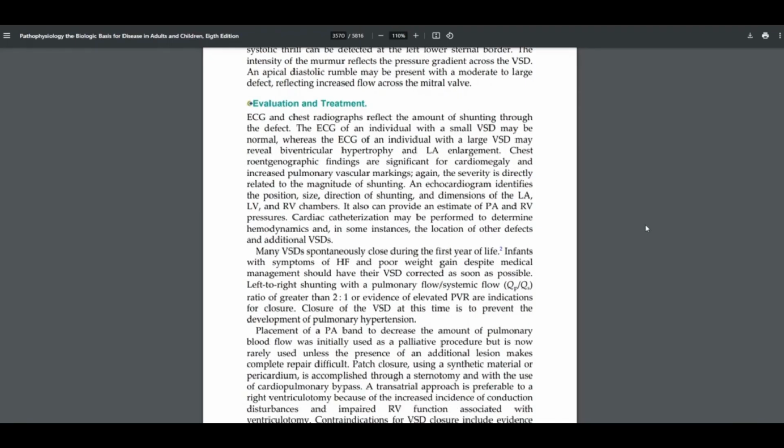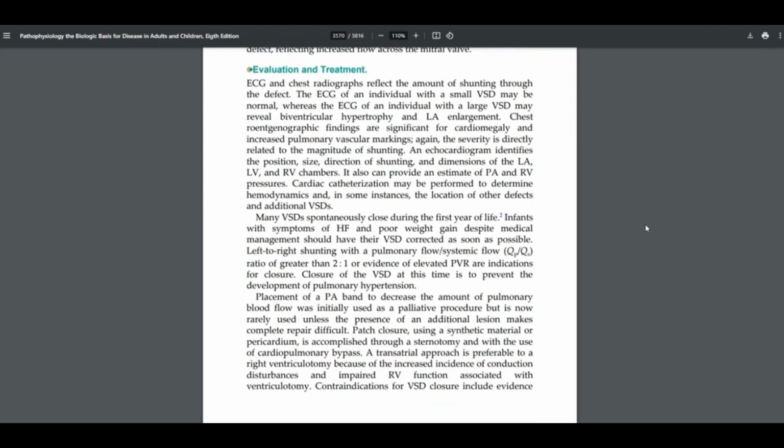So how do we evaluate and treat? Well, the best case is an EKG and chest radiographs reflect the amount of shunting through the defect. The EKG of an individual with a small VSD may be normal, whereas the EKG of an individual with a large VSD may reveal biventricular hypertrophy and a left atrial enlargement. Chest roentgenographic findings are significant for cardiomegaly and increased pulmonary vascular markings. Again, the severity is directly related to the magnitude of shunting.